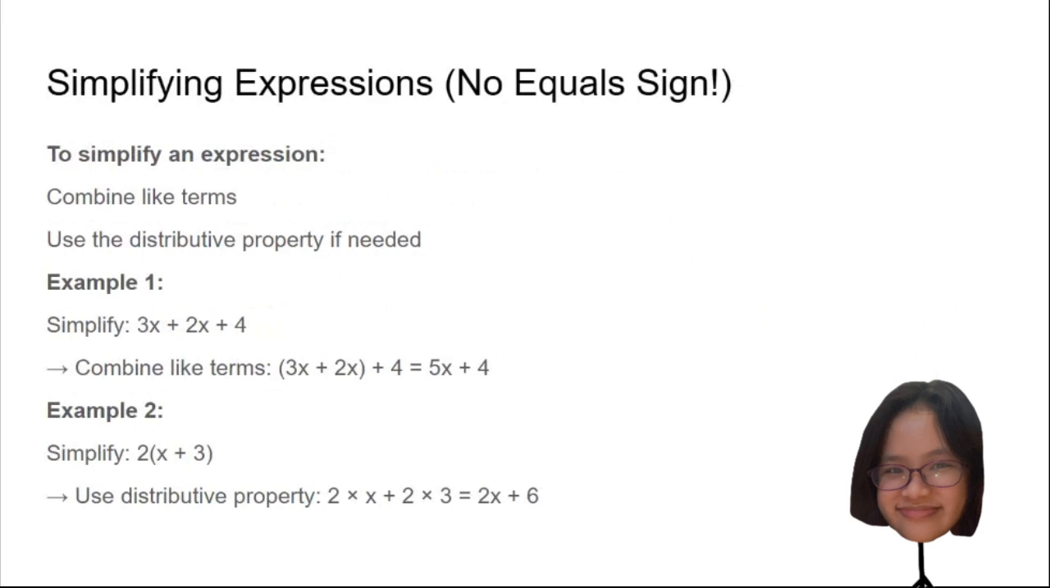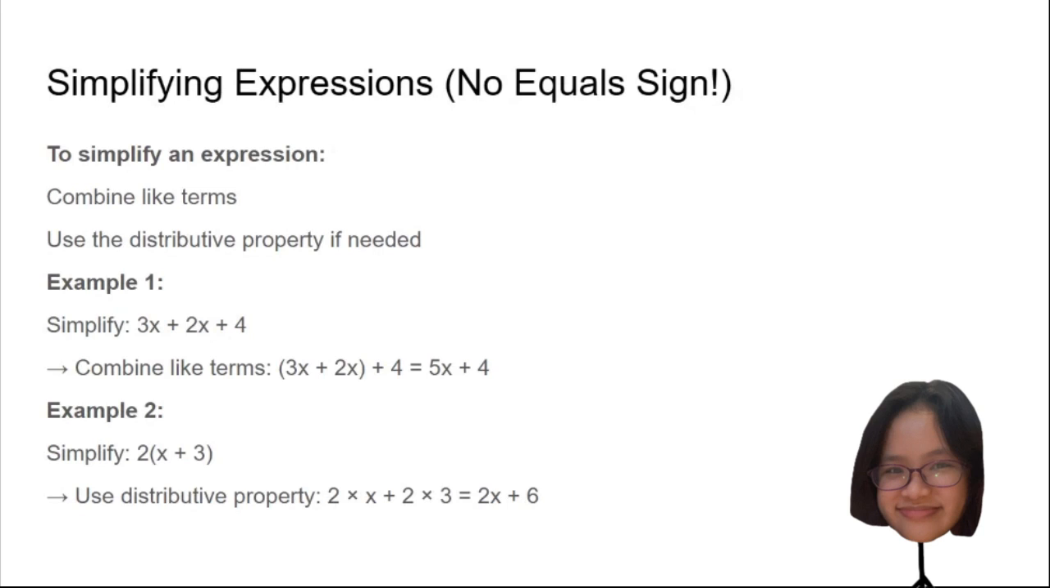Let's move on. We're going to be learning about simplifying expressions. These have no equal signs. So, to simplify an expression, you need to combine like terms and use the distributive property if needed. Let's try the first example. You need to simplify 3x plus 2x plus 4. Here, you need to combine the ones with x. So 3x combined with 2x is going to be 5x. Basically, it's 3 plus 2. So the end product will be 5x plus 4. We do not combine 4 as 4 does not have an x.